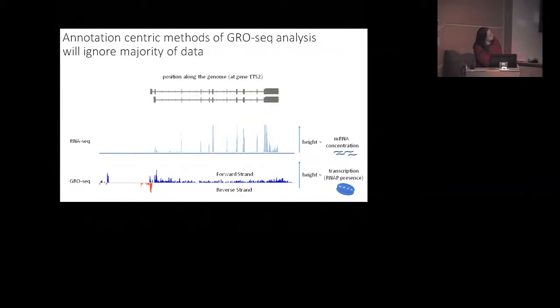In RNA-seq, the height of the bar is roughly the expression level, or mRNA concentration. It's a steady state assay. It's a function of transcription and degradation. In GRO-seq, the height is the number of times you see RNA Pol II there, and is really a direct measure of transcription itself.